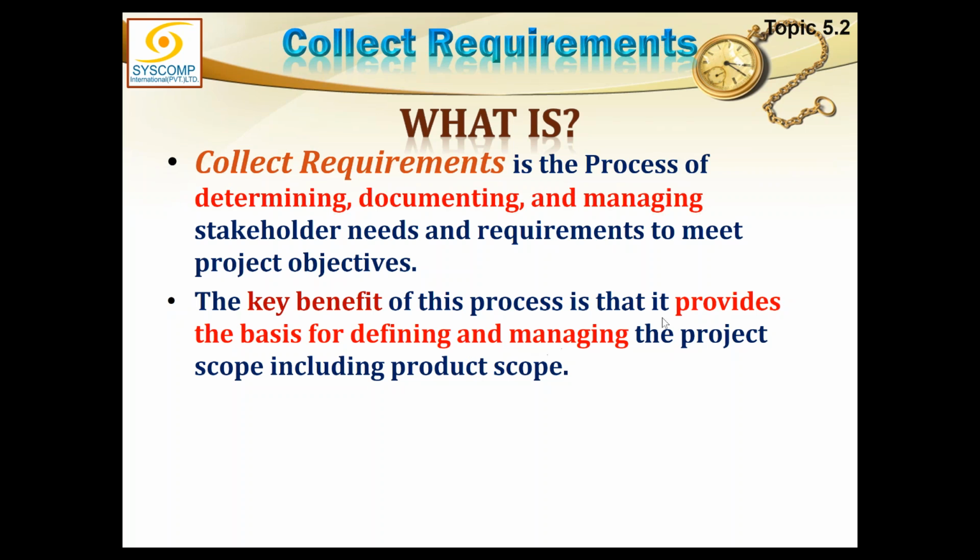Key benefit of this process is that it provides the basis for defining and managing the project scope, including the product scope. So we are not only going to be talking about the project scope, but the product scope. We would rather first collect the product scope due to these requirements, and ultimately we will develop the project scope out of the product scope, because project scope is completely dependent on the product scope. What is to be produced, that is the product scope, and how it is to be produced, this is the project scope. So first question is what, and then is the how. First is product scope and then is the project scope.